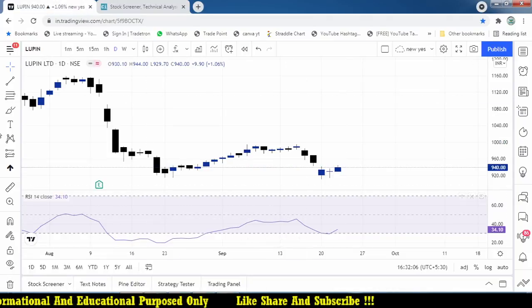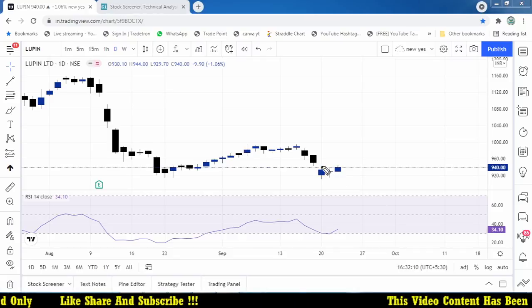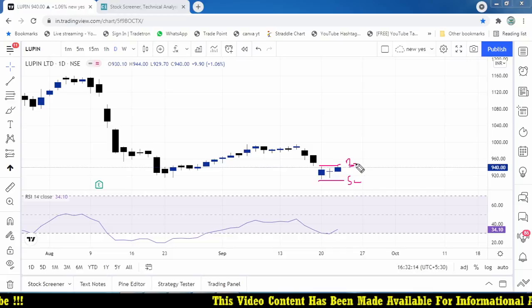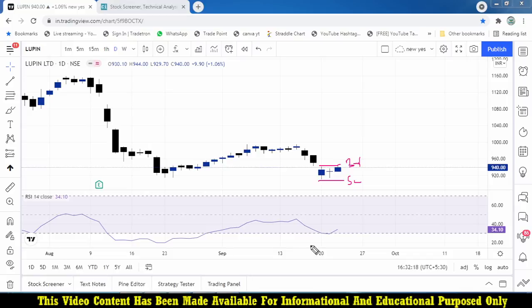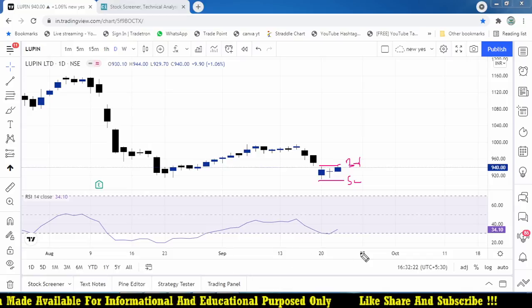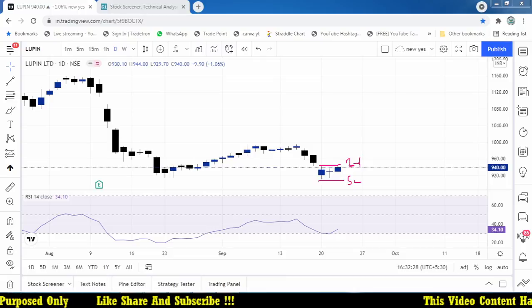If you want to take a positional trade on this one, you can focus on this high being broken. This is your stop loss. Because we are going to trade in equity, we are focusing only on buying opportunities. We are not going to take any selling opportunity, only buying. We are focusing on these stocks. You got it? I hope this is clear to you all.